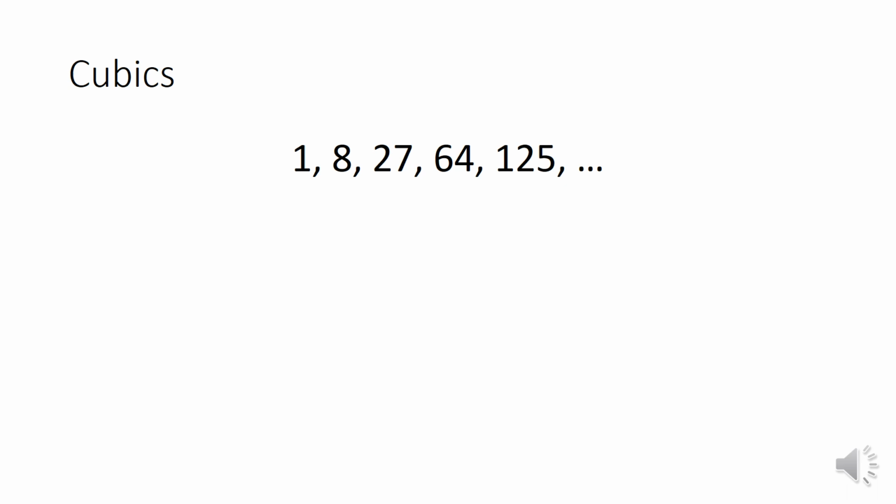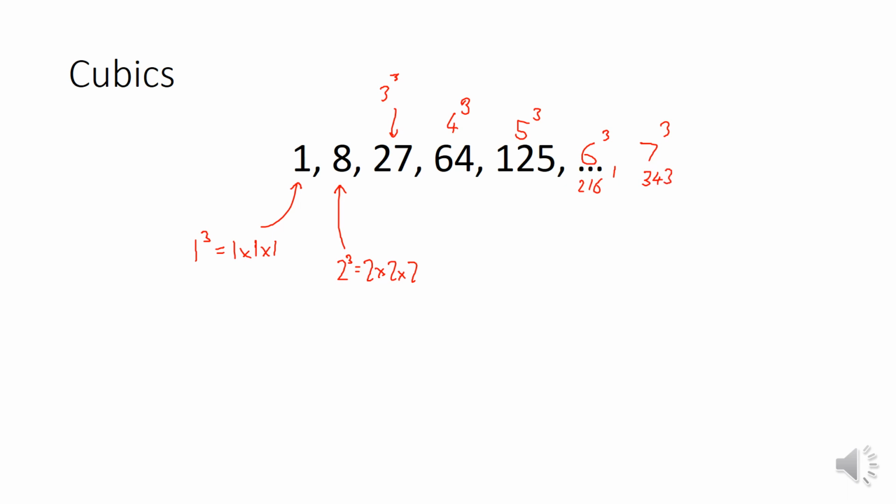A cubic number is similar to a square, it's just times by itself another time. So the first one is 1 cubed, 1 times 1 times 1. Second term, 2 cubed, 2 times 2 times 2. Then we've got 3 cubed, 4 cubed, 5 cubed. We don't really need to be able to do anything with this. We might be asked to carry on the sequence, in which case we'd also have to work out 6 cubed and 7 cubed. But in general, we don't need to do as much with this.